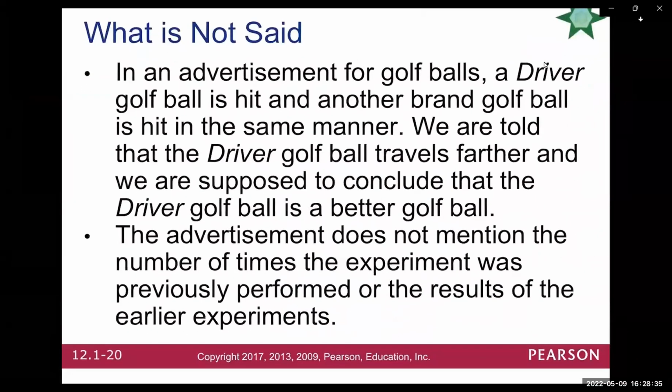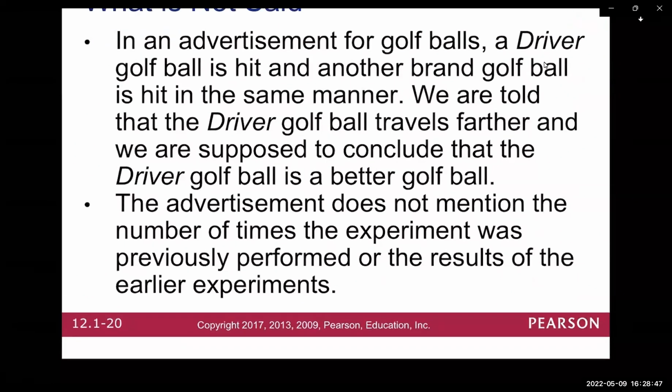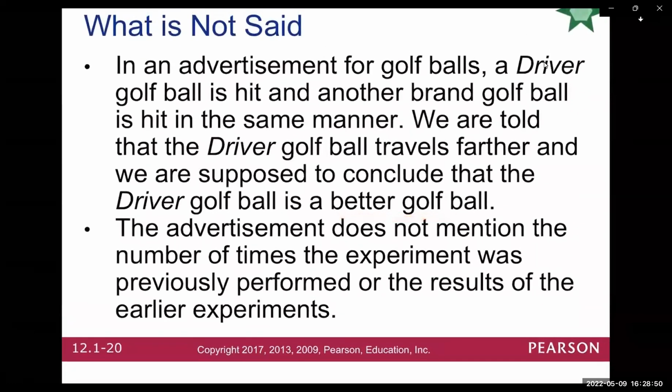All right. In an advertisement for golf balls, the driver golf ball is hit and another brand golf ball is hit in the same manner. We are told that the driver golf ball travels farther, and we are supposed to conclude that the driver golf ball is a better golf ball. And the advertisement does not mention the number of times the experiment was previously performed. So what if they only did this like 2 times, and by luck this ball went farther, but 2 times is not enough times to make a broad conclusion. So I would say that that is really important. It doesn't mention the number of times the experiment was performed.